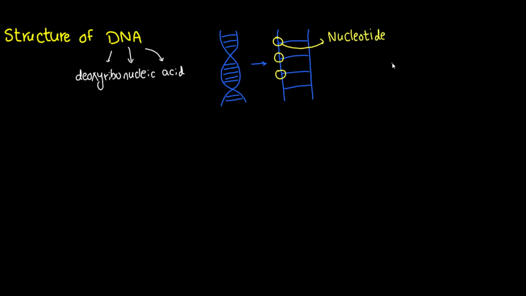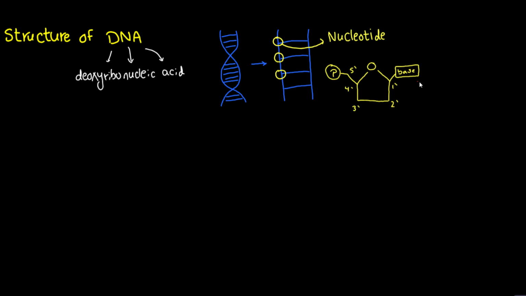A nucleotide is composed of three components: a monosaccharide pentose sugar, which has 5 carbon atoms, 1 prime, 2 prime, 3 prime, 4 prime, and 5 prime. It also has a phosphate group and one of the possible 4 nitrogenous bases. So let's explain each part of a nucleotide.